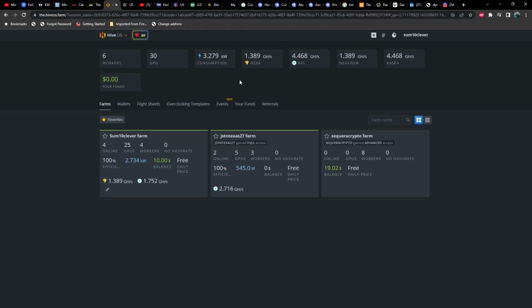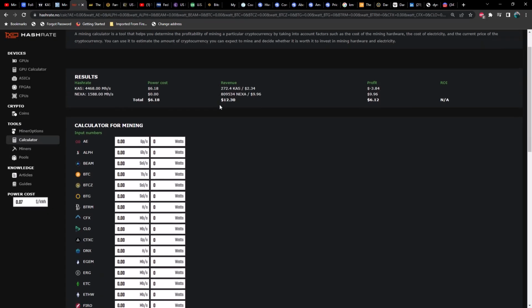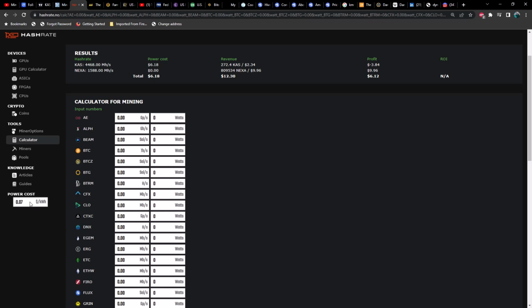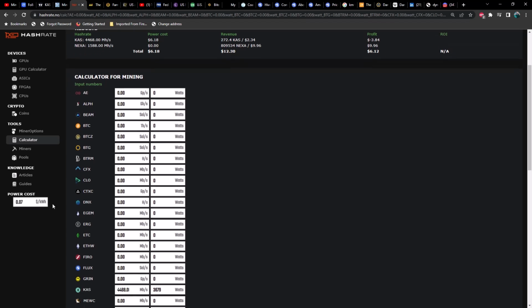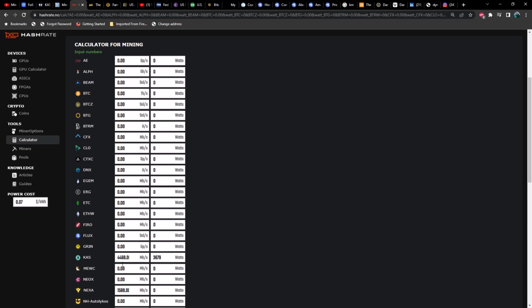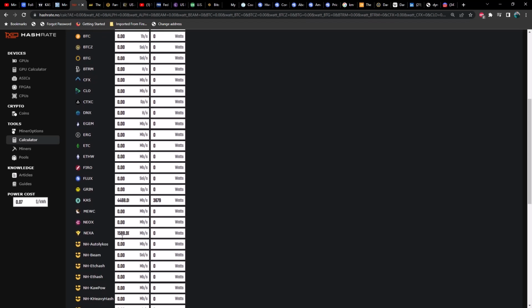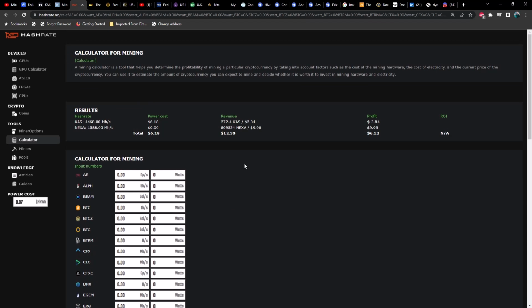So just so you guys are aware, this is not everything. I do have a 3080 Ti in my desktop, as well as another 3080 in another desktop that I have. But if we take a look at hashrate.no using their calculator, including my solar, I'm roughly at about 7 cents per kilowatt hour. So we've got roughly 4.4 gigahash on Caspa and about 1.6 gigahash on Nexa. And total power is somewhere around 3,700 watts. In revenue, we're pulling in $12.30 a day with a profit of $6.12. But let's go ahead and take a look at a single 3070 at 10 cents per kilowatt hour.